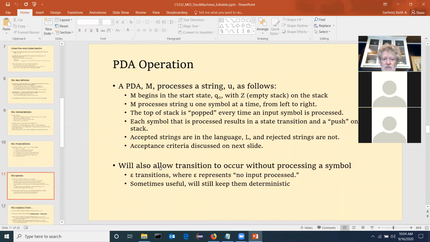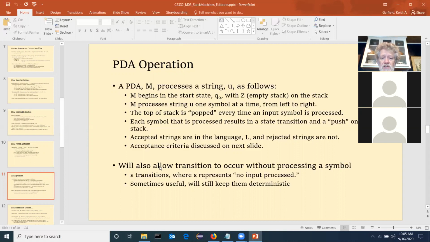To process this, we go from a function that takes 2 inputs, current state and symbol, to a function that takes 3 inputs: current state, symbol, and what's on top of the stack. And the function, instead of producing 1 output, which was the next state, produces 2 outputs: the next state and what string you push onto the stack.